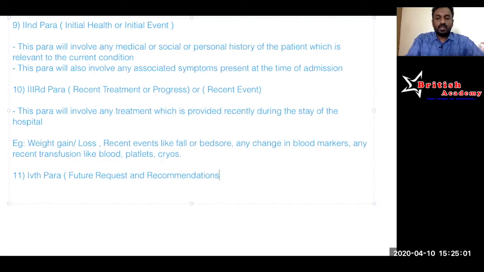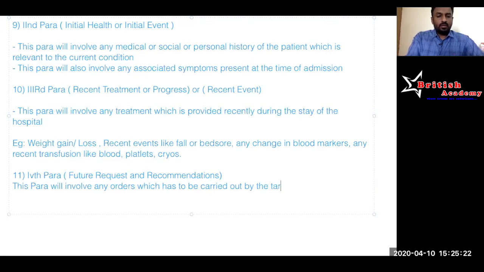Future request and recommendations. Now, the fourth paragraph is something we call the purpose elaboration paragraph. So this para will involve any orders which have to be carried out by the target reader or by the patient himself.